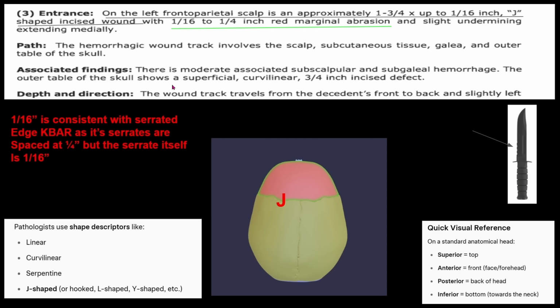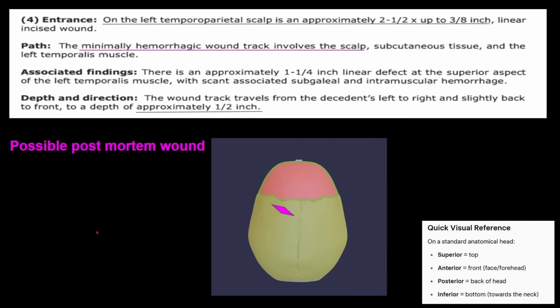The outer table of the skull shows a superficial curvilinear 3/4 inch incise defect. So an incise defect, whatever that means. But again, this is going to be just a J-shaped cut. It's a little bit curvilinear with 1/16 inch abrasions consistent with a partially serrated K-bar.